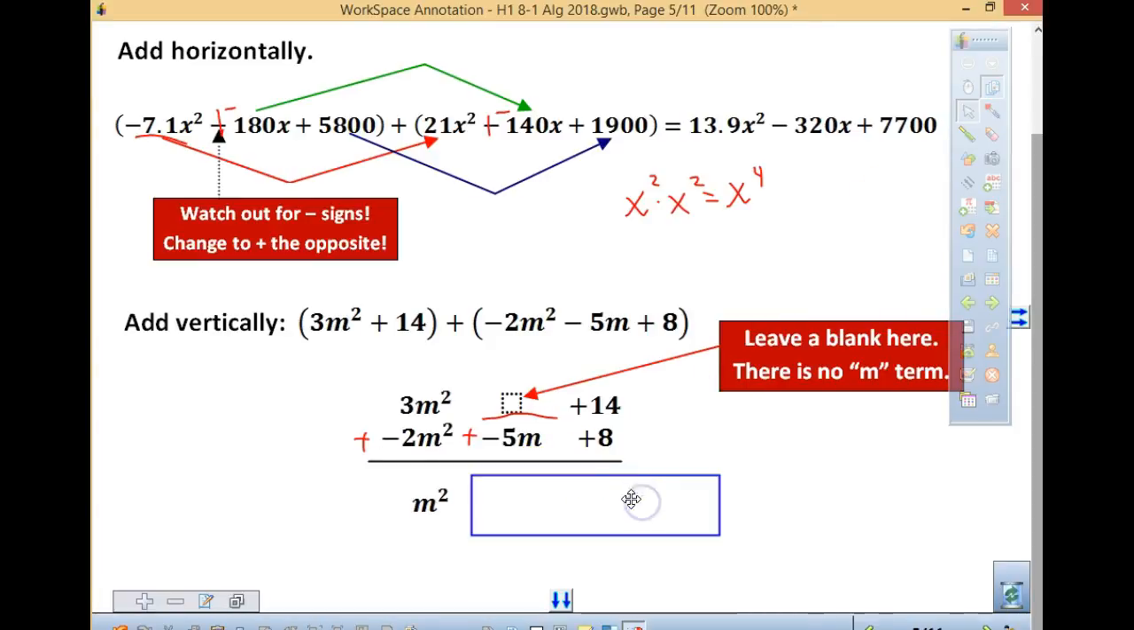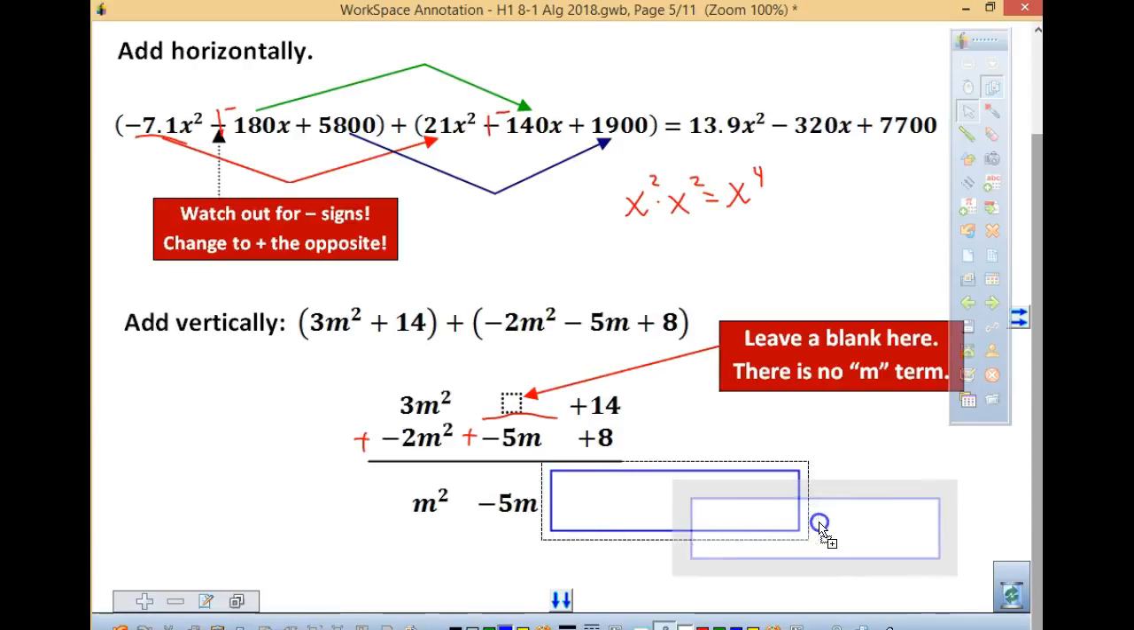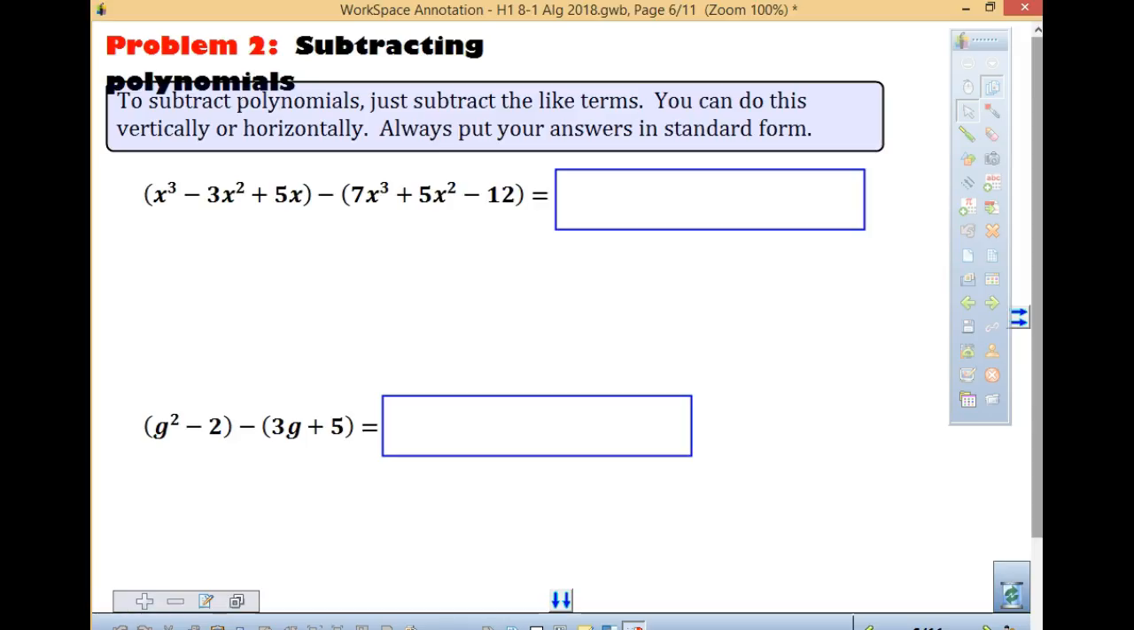Brecken, in my middle term, negative 5m. There's nothing to add with it, right? And then, Liz, if I am looking at that last one, plus 22. Okay? Polynomials, just subtract like terms. You can do this vertically or horizontally. Put your answer in standard form.